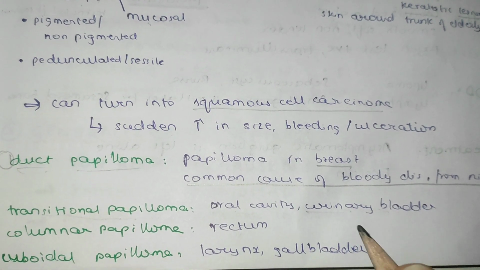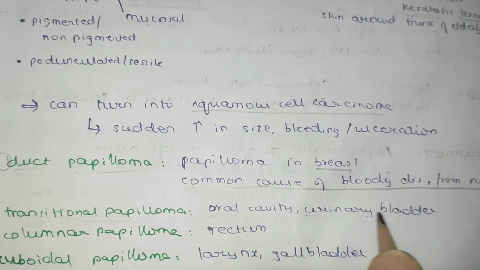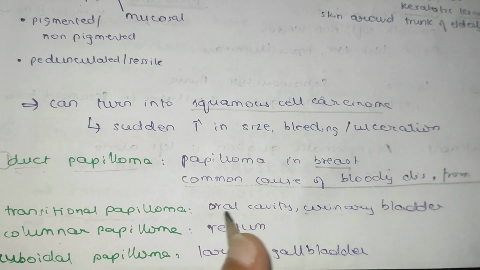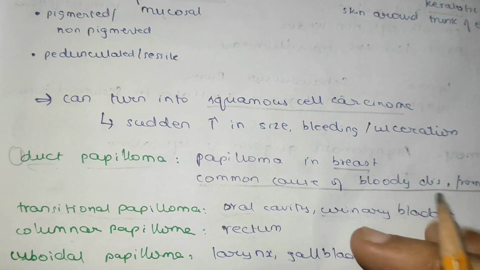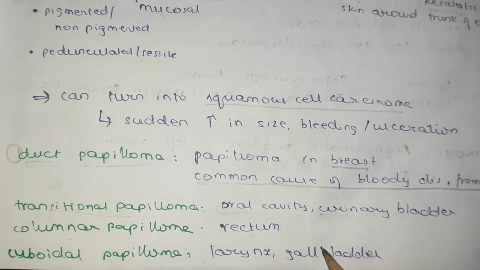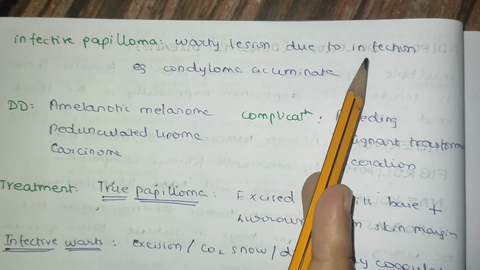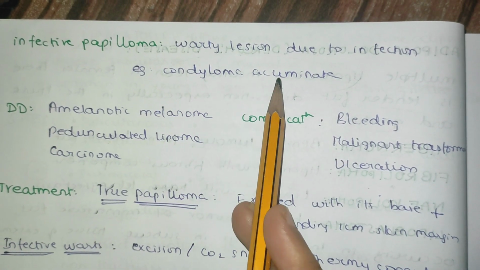It can withstand stretching. So the papilloma arising from the oral cavity and urinary bladder is a transitional papilloma. Next, columnar papilloma arises in the rectum, and the rectum contains columnar cells. A cuboidal papilloma arises from the larynx and gut. Infective papilloma is a warty lesion due to infection, for example infection causing condyloma acuminata.